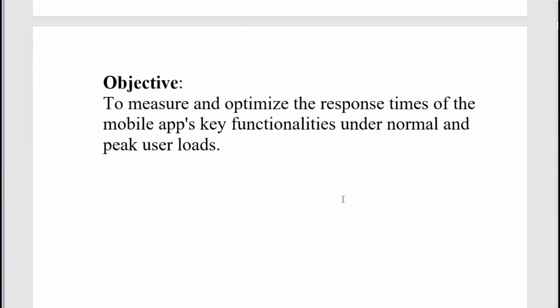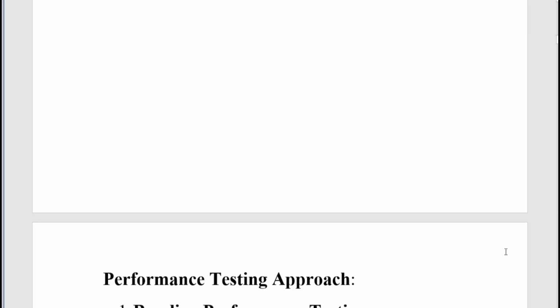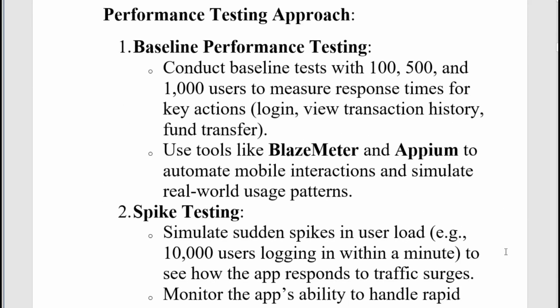The objective is to measure and optimize the response times of the mobile app's key functionalities under normal and peak user loads. Performance testing approach. Baseline performance testing: conduct baseline tests with 100, 500, and 1000 users to measure response times for key actions: login, view transaction history, fund transfer. Use tools like JMeter and Appium to automate mobile interactions and simulate real-world usage patterns.